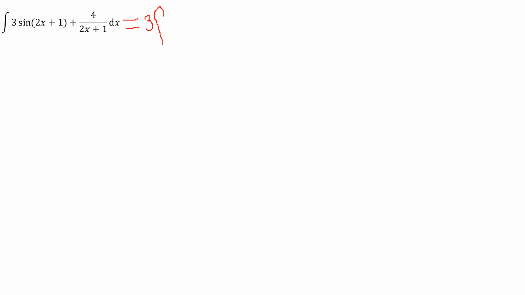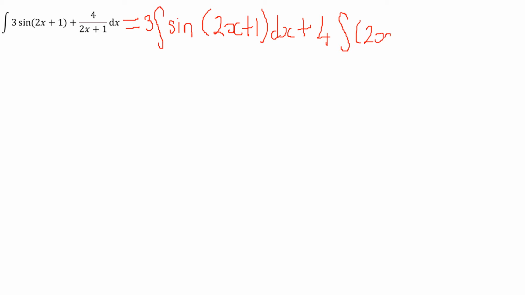We're going to take that 3, split it up into 2 integrals, and take the 3 outside. So we're going to write this first part of the function as 3 sine 2x plus 1 dx, and we're going to do a second integral here. We're going to take the 4 outside of the integral, and write this bracket now as 2x plus 1 to the minus 1 dx.